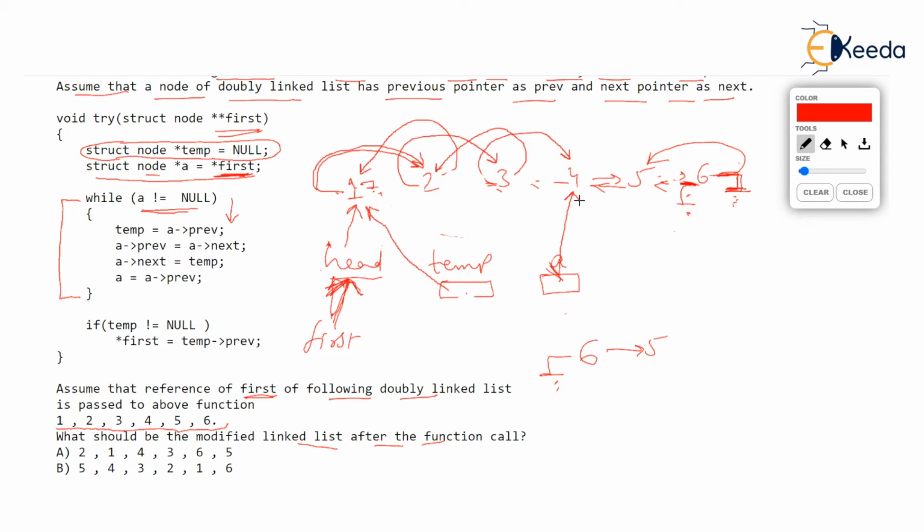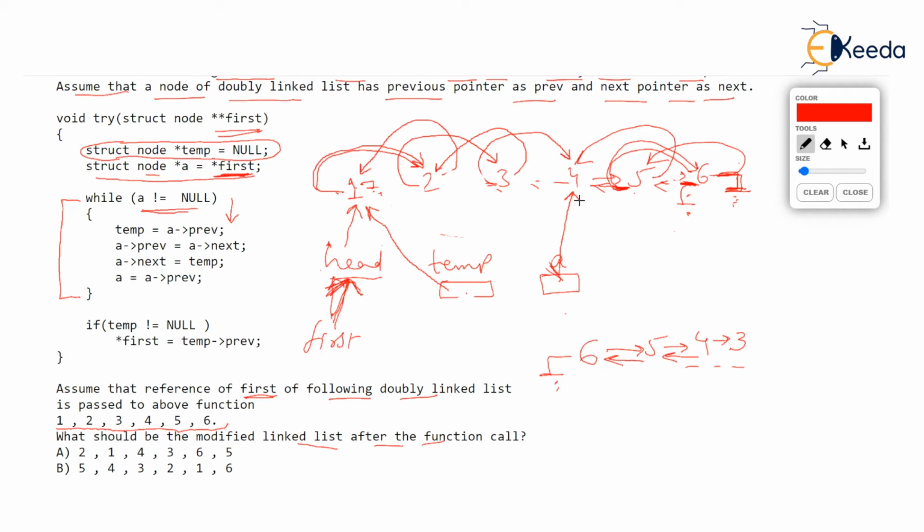Meanwhile, you must have seen that when we go back to 5, then 5's prev points to 6 and 5's next points to 4. This is what was happening, isn't it? Obviously, prev of 4 will point to 5, next of 4 will point to 3. So we are going to get a reversed linked list.